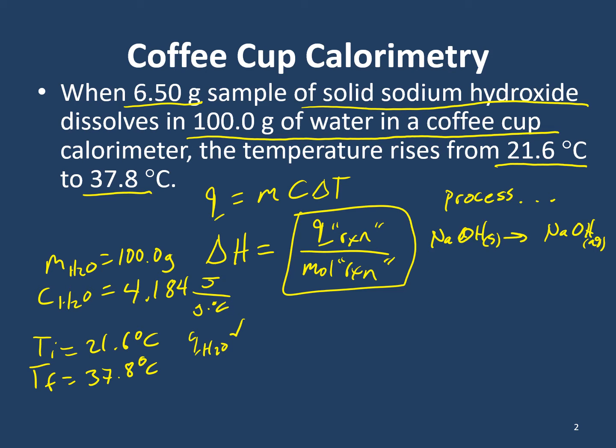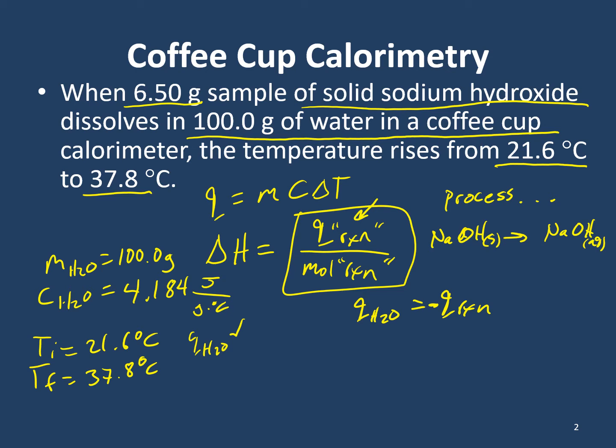Now, whatever energy the water gained or lost had to be from the process of dissolving the NaOH, because otherwise it was just water with solid NaOH put into it. If nothing happened, the temperature should have stayed the same. But since dissolving the NaOH caused a temperature change, the energy that the water gained came from NaOH dissolving. So I can get q of this process using the relationship between water and the process, which is basically that they're equal but opposite, sign-wise. Whatever the q for water is, that's equal to negative q of my reaction.